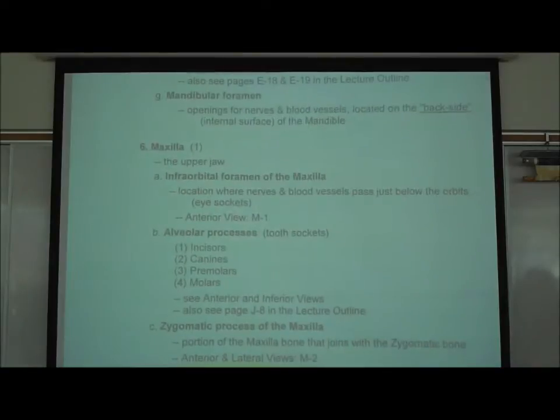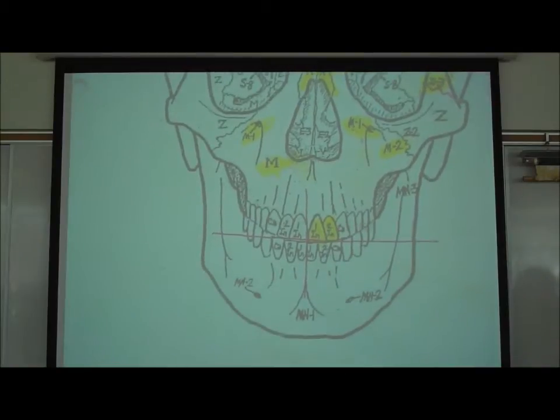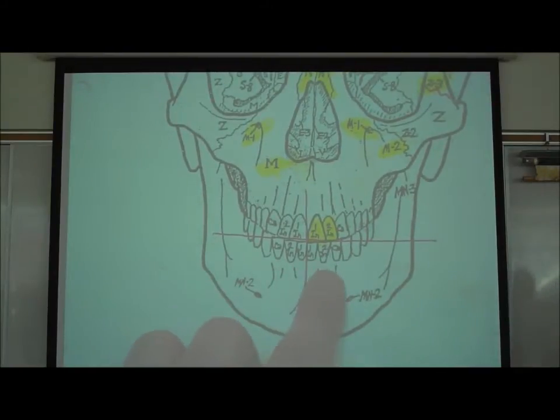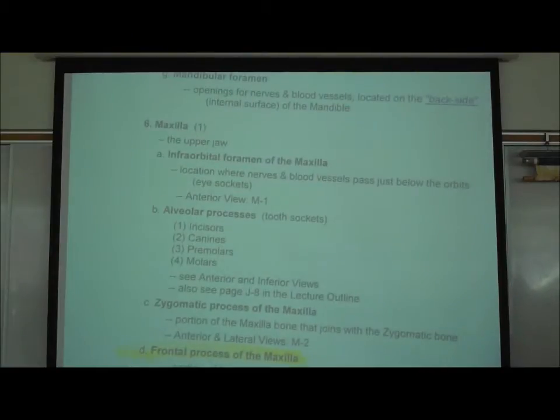All right, and then we mentioned the teeth again. So again, that's absolutely identical to the mandible. We've asked you to know the medial and lateral incisor and the canine in each quadrant.